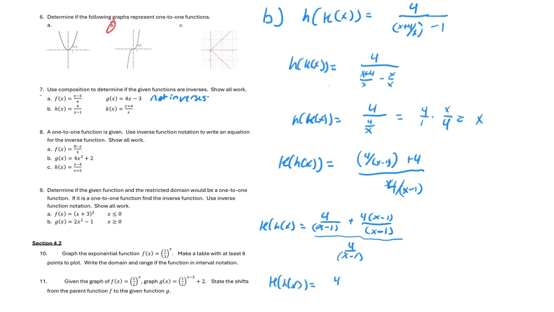So this is going to be 4 plus 4 times (x minus 1) over (x minus 1), multiplied by (x minus 1) over 4. This x minus 1 will cancel out with this x minus 1, and these will simplify down to x, or 1 plus x minus 1 equaling x. Since they are equal to each other, they are indeed inverses.